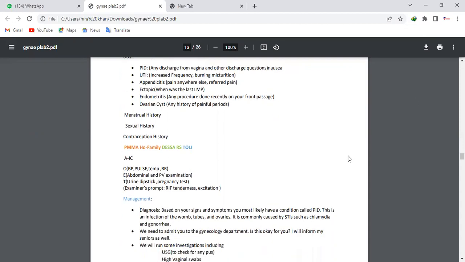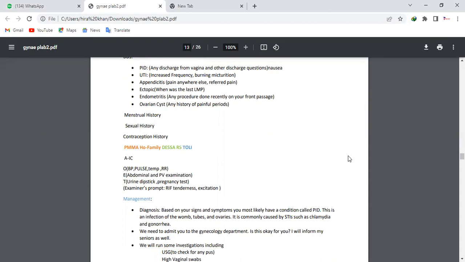Then you have to mention blood pressure, pulse, temperature, respiratory rate. You need to mention abdominal and per vaginal examination, because the examiner will give you the finding, tenderness on this, and on the pelvic examination this kind of discharge here. If you do not mention this, they will not give you any finding.